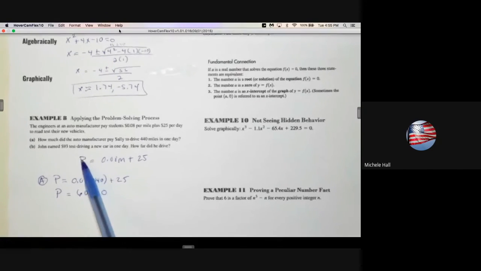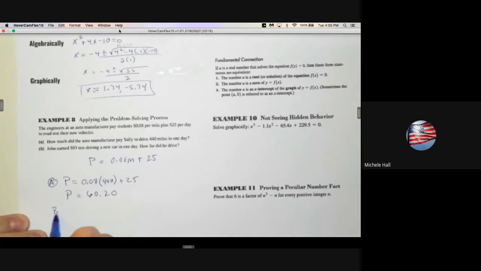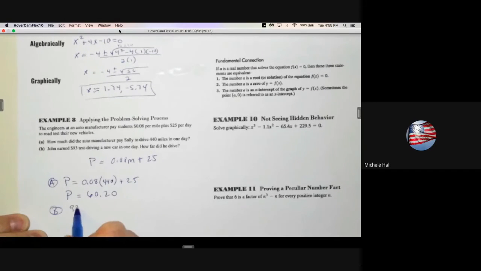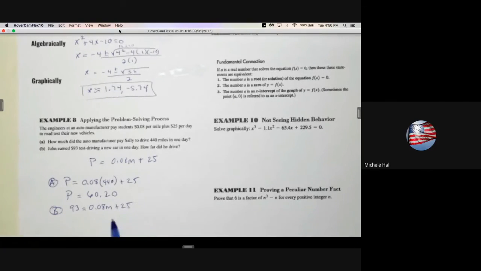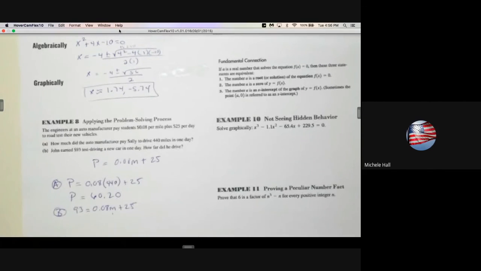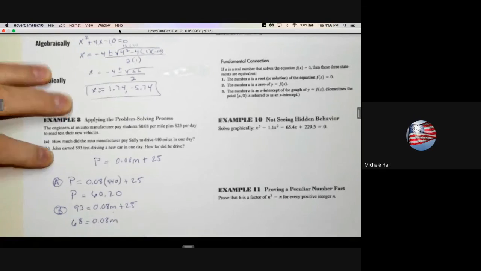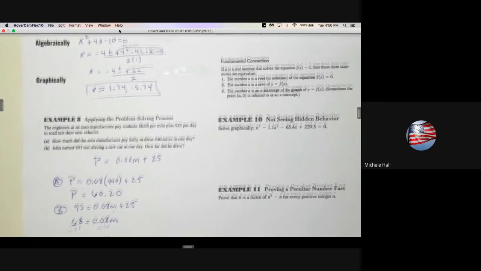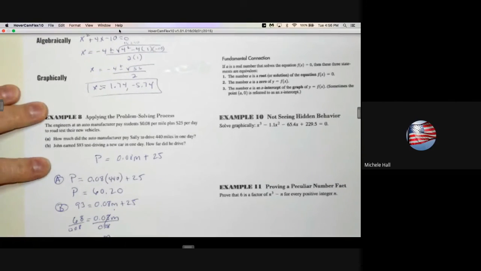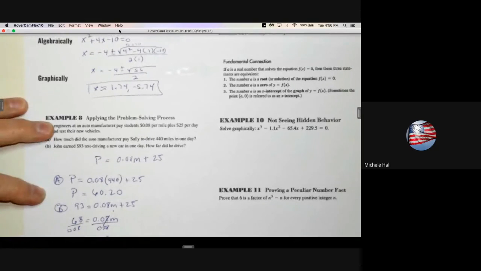John earns $93, so we already know how much he earns. So 93 equals 0.08 per mile plus the 25. I just need to solve for how many miles. All right, 93 minus 25, 68 equals 0.08 times miles. And we see that miles equal 850.